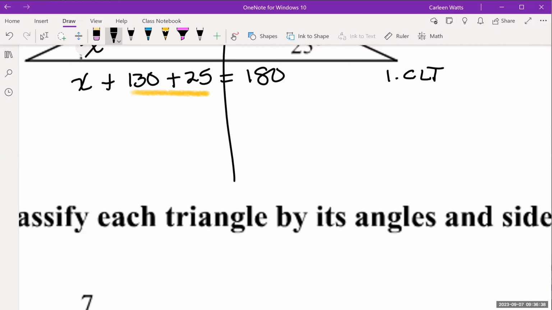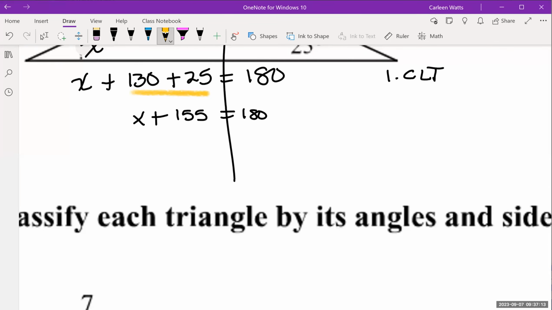So 130 plus 25 is 155. Oh, typo. That's a plus. Sorry, guys. x plus 155 is equal to 180. Okay, now we're going to isolate the variable.